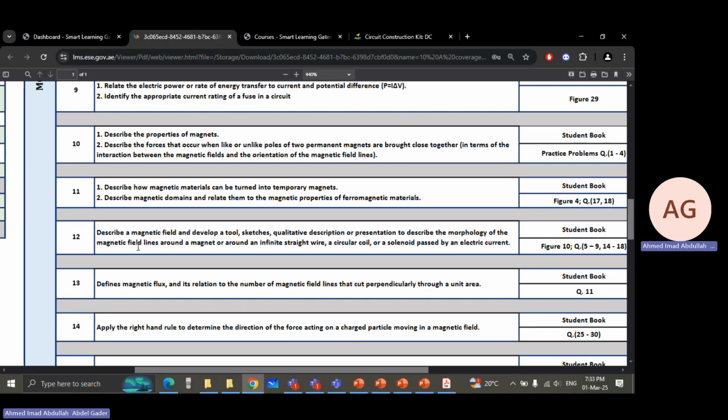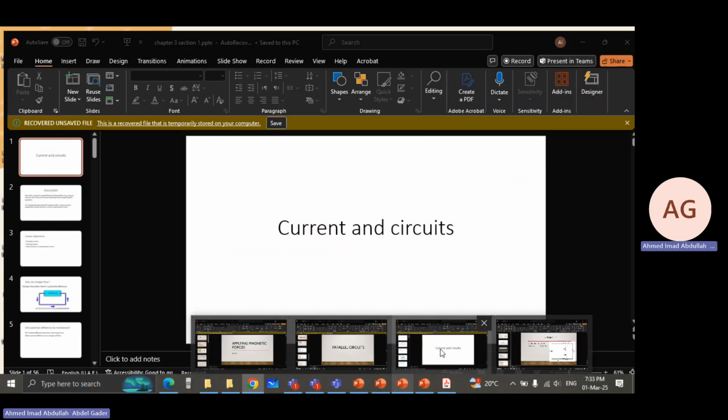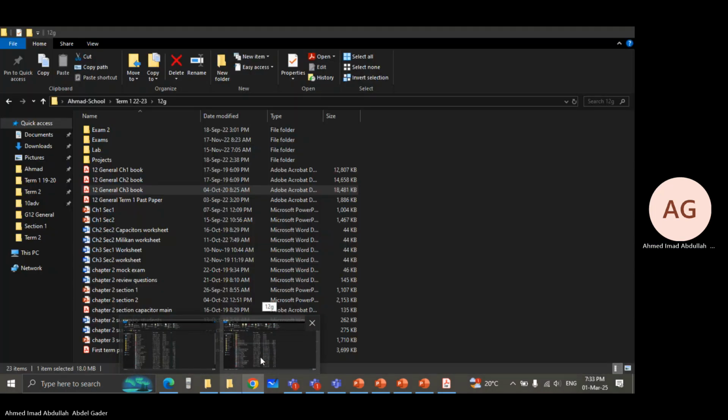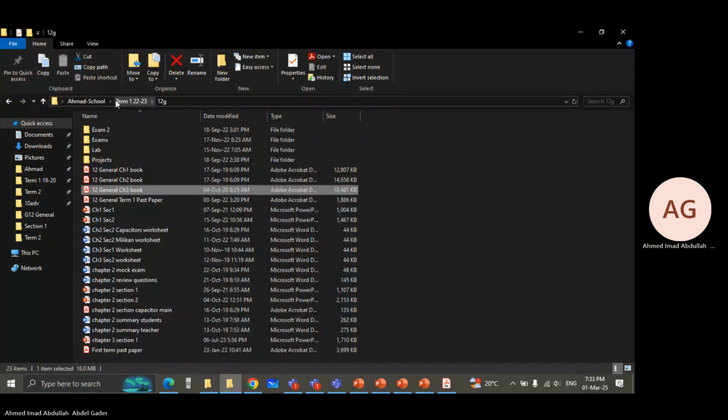Moving on, describe properties of magnets. Describe the forces that occur when like or unlike poles of two magnets are brought close together in terms of interaction. Okay, so now we will be discussing magnets. Just bear with me here.